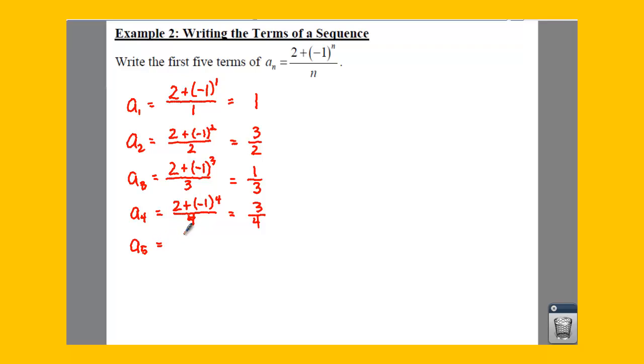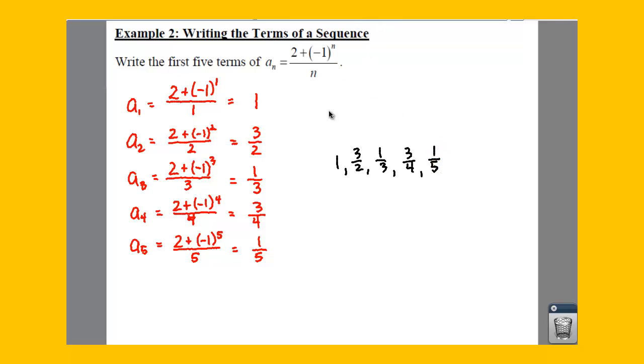And then a sub 5, well, that is a 2 plus -1 to the fifth, all over 5. That's going to end up giving you a 1/5. So if we rewrite out our terms, your first term is a 1, then you have 3 halves, then you have a 1/3, then you have a 3/4, then you have a 1/5.